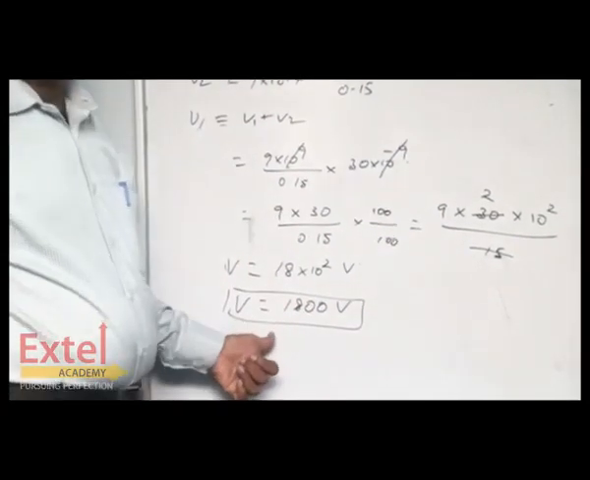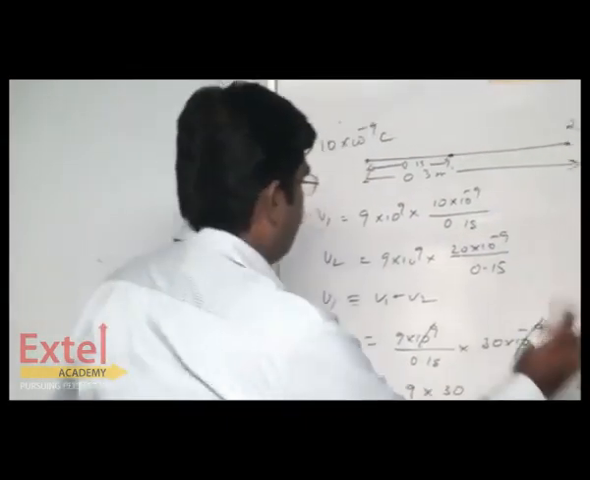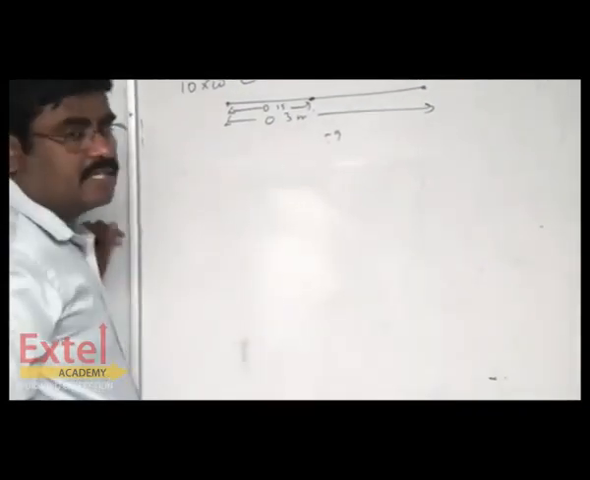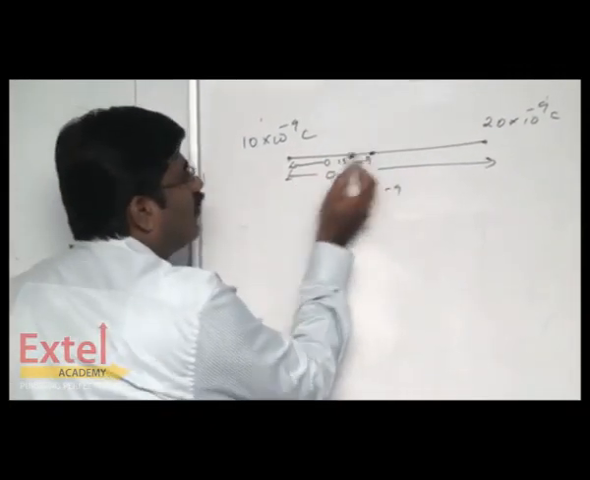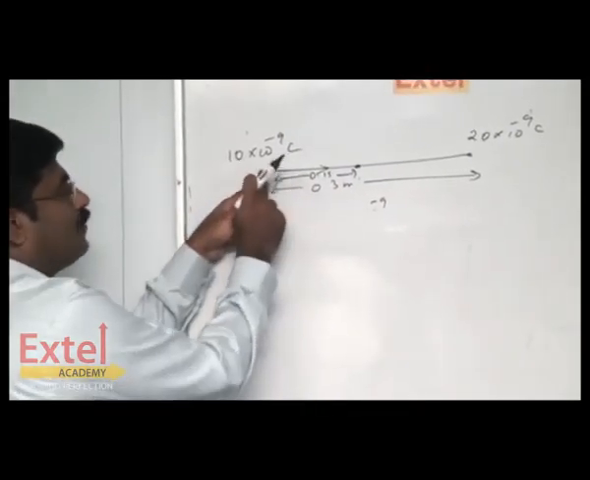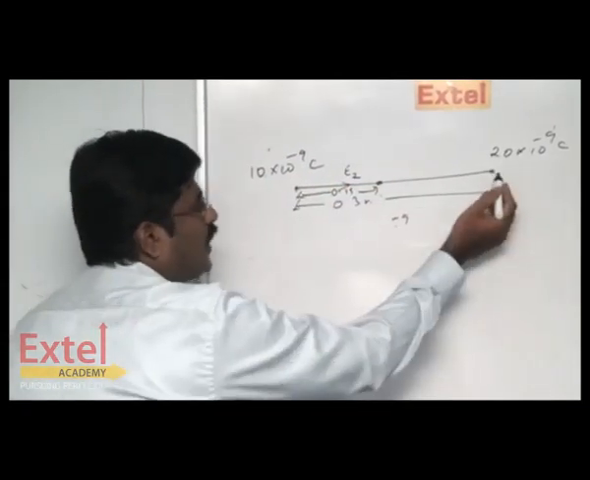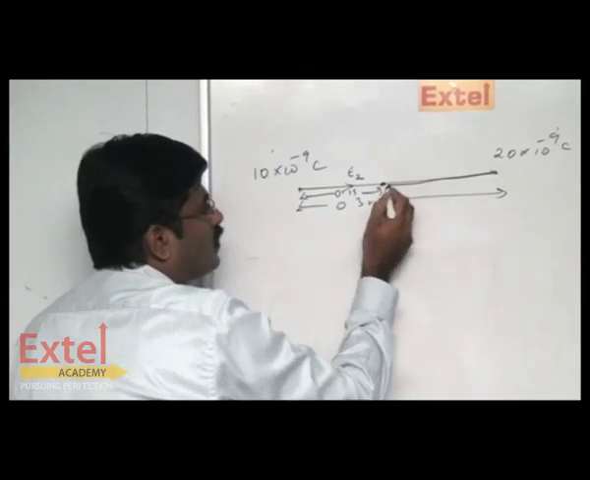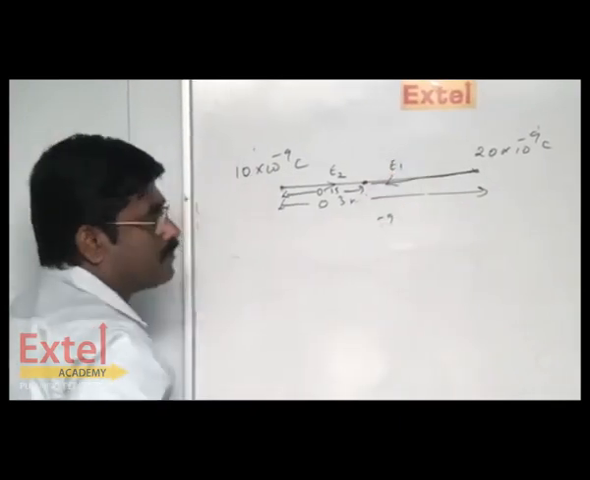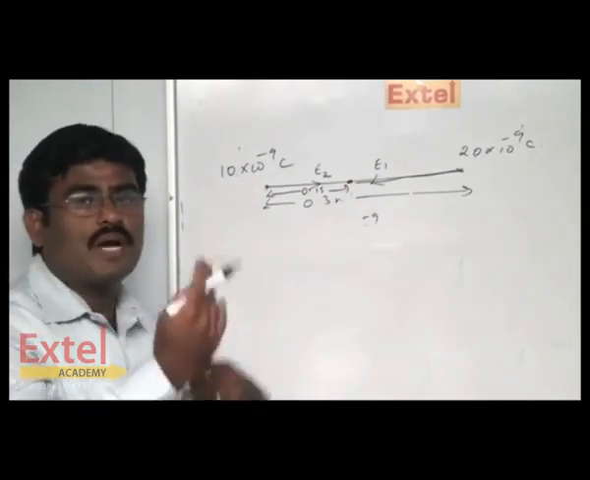This is the total electric potential. So one of the answers is over. Now the second one: we have to calculate the total electric field. The electric field offered by a positive charge will be pointing outward in all directions. So this can be taken as E2, and this is the bigger charge, which we can call E1. The electric field directions offered by these two charges at the midpoint will be in opposite directions.